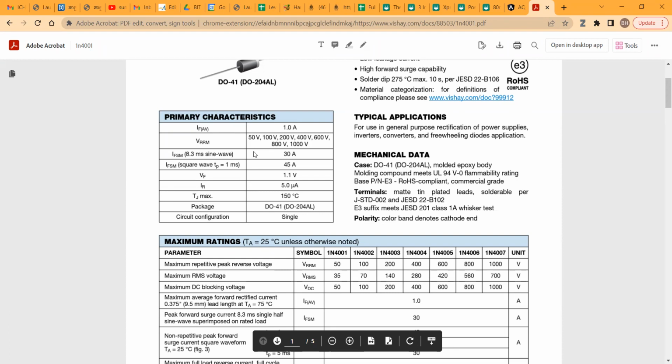Then this is VRRM. What does it mean? You can see in the table below, VRRM for the 1N4001 diode is 50 volts, and for the 1N4007 it's 1000. This is the maximum reverse voltage you can apply. If you apply a reverse voltage of more than 50 volts to this 1N4001 diode, the diode will be damaged. Normal forward current is 1 ampere, and the reverse voltage VRRM, they have mentioned like this.